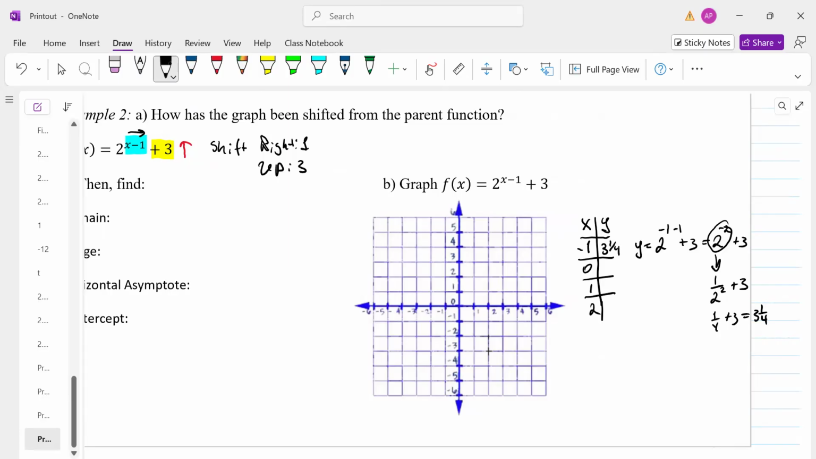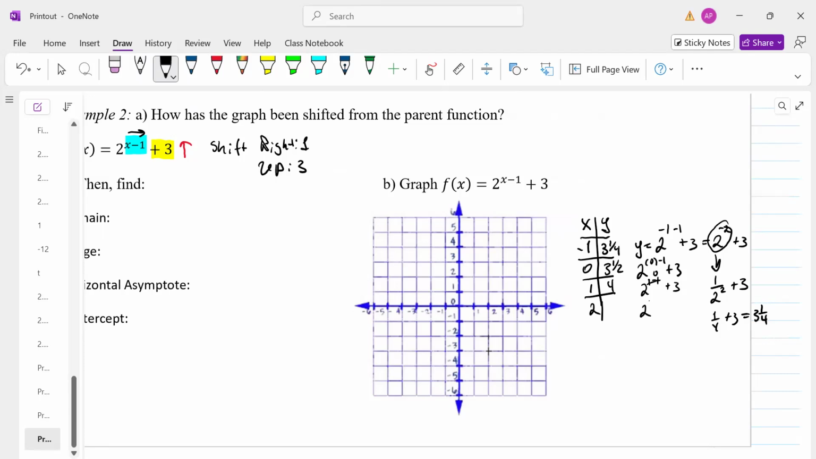Okay, then you have the same thing for 0. So you have 2 to the power 0 minus 1 plus 3. You can use a calculator to do this, and to speed this up, it will give us 3 and 1/2. Then 2 to the power 1 minus 1 plus 3. That is, of course, 0. 2 to the power 0 is 1. 1 plus 3 is 4.